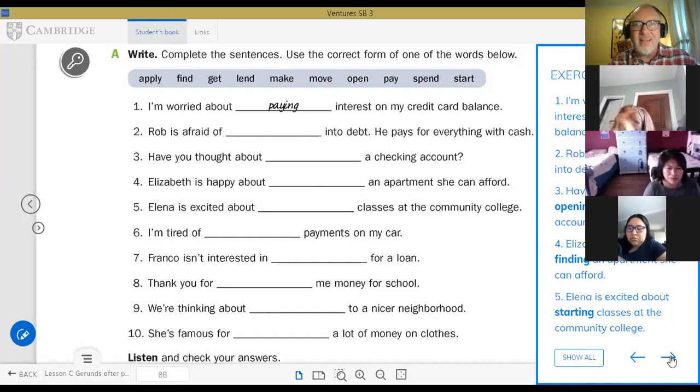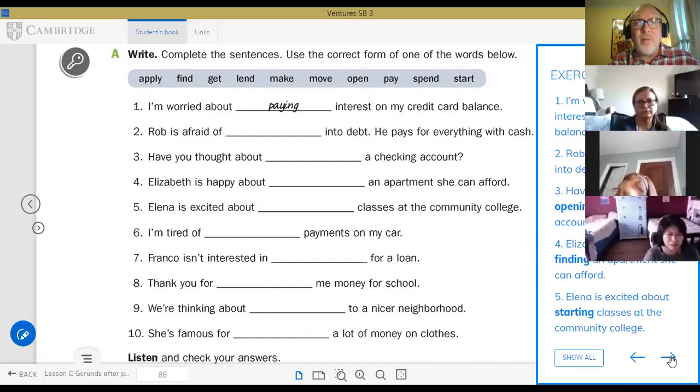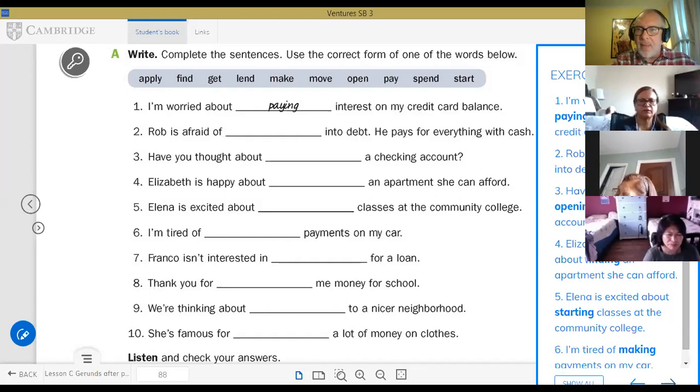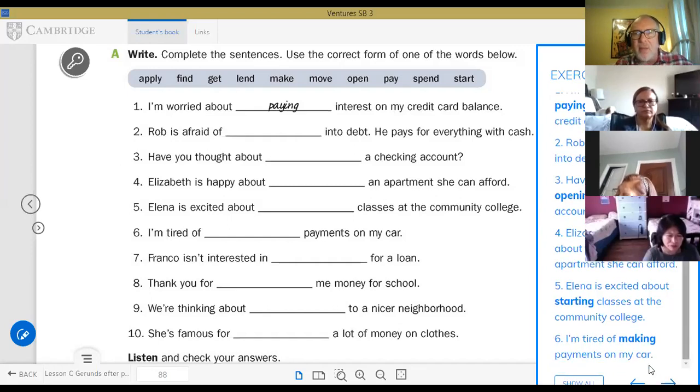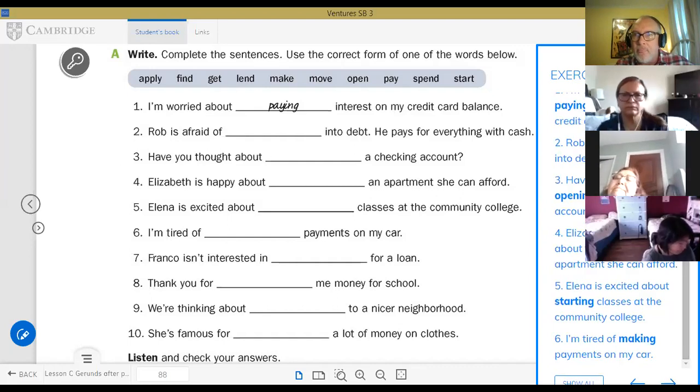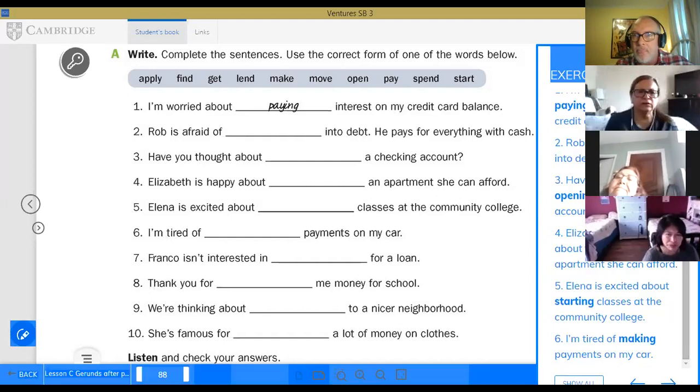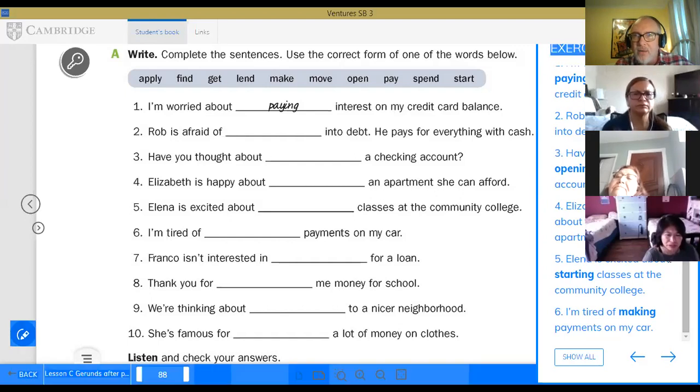All right. Let's see. The next one. It says, I'm tired of payments on my car. Making payments. Spending payments. We don't say to spend payments. We usually say make a payment. Yeah, I'm tired of making payments on my car. Tired of making. All right, good.